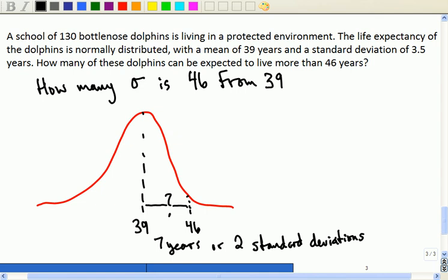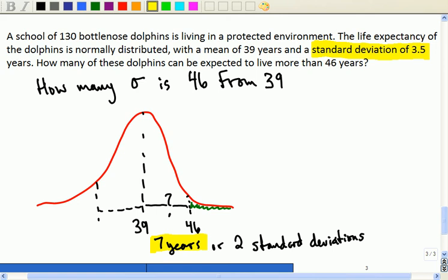So what it wants to know is how many of them will live more than 46 years. So here's who we're looking for. These dolphins that would live, there's not many of them, but that top half, how many are going to be in there? So we need to take a look at our rule again. If we're 2 standard deviations away, how much space have I used to get there? Why are we 2 standard deviations away? How do we find that out? Right there, the standard deviation is 3.5, and we move 7 years. The average is 39. We're looking at 46. So that distance is 2 standard deviations.